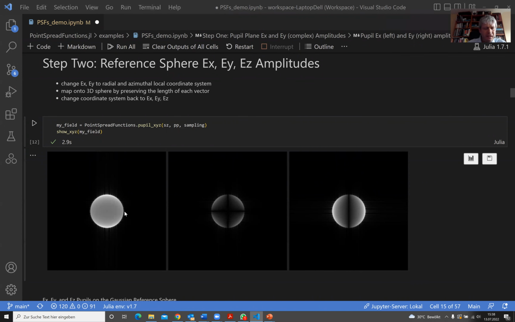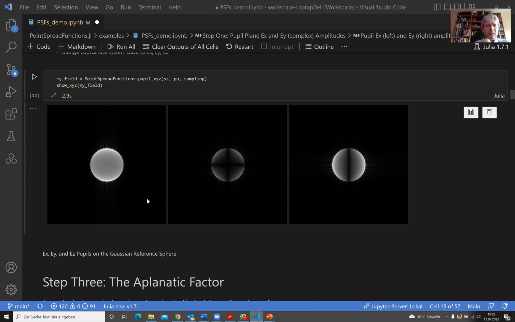And what you can see now is here the X polarization, after it has undergone these effects, and the Y polarization and Z polarization. Interestingly, you see that we don't only get Z polarization, as you would expect, for example, for a point here, but for these diagonal points, because of the three-dimensional nature of this Gaussian reference and the pupil and the projection on it, you also get this Y component. And in addition, there's another effect that we will go into now, which is called the aplanatic factor.